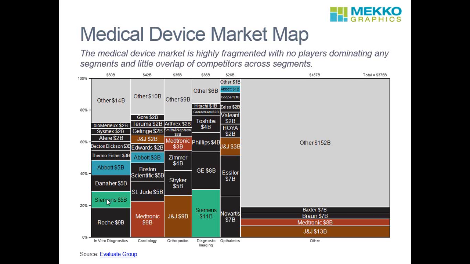So Siemens here in the light green is in vitro diagnostics and imaging. Abbott is in vitro, cardiology, and ophthalmics. So you can see that there are just very few. Siemens, Abbott, J&J, Medtronic are the only competitors that are in multiple segments of the medical device market. The rest of the competitors are just in a single segment.